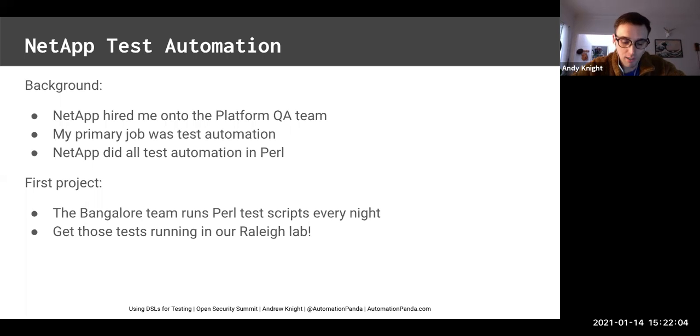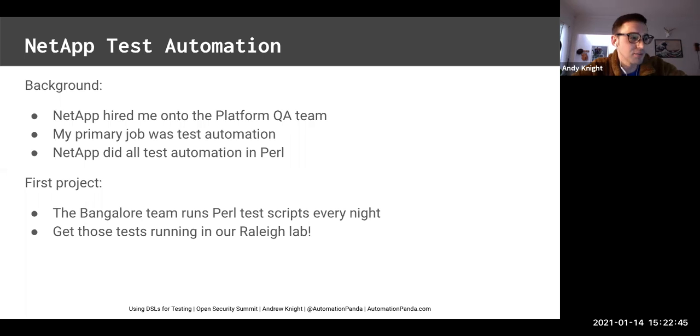We had a team in Raleigh, we had a team in Sunnyvale, California, and we had a team in Bangalore, India. And so my manager's first job for me was to get the Perl test scripts that the Bangalore team was running every night, running in our Raleigh lab. Because Netapp was doing data storage hardware, the filers and all, we were very much attached to hardware. We couldn't just spin up VMs and stuff. So the India team ran our Perl test scripts in their Bangalore lab. We wanted to get them running in the Raleigh lab because we were setting up all this new hardware. We had to get it moved over.